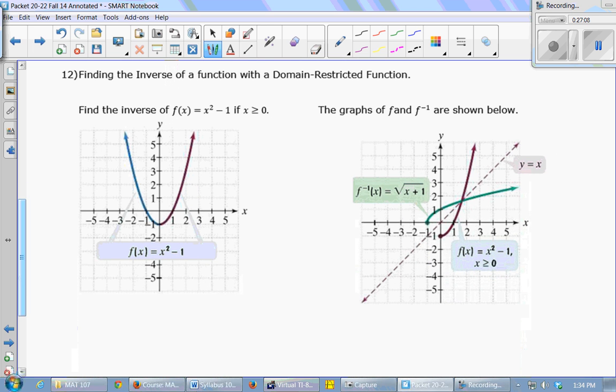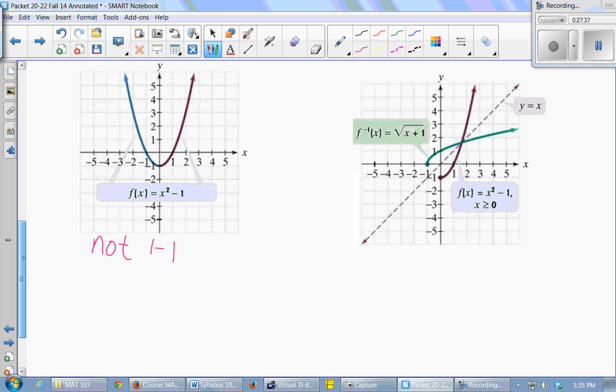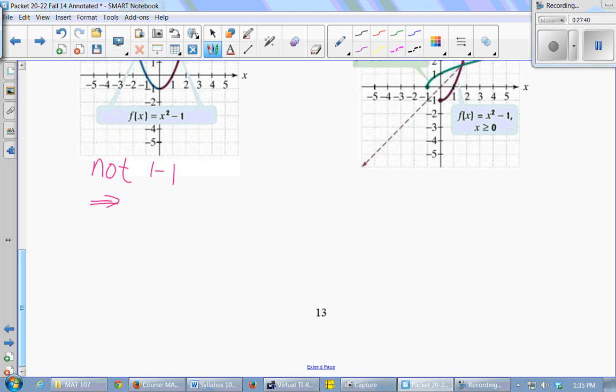All right, so one more, we're going to find an inverse function algebraically. But take a look at this graph of x squared minus 1. Is it 1-to-1? No, it doesn't pass the horizontal line test, which means that its inverse is not a function. Right? So in general, we say this thing's not 1-to-1, which means, so arrow means implies, inverse not a function.